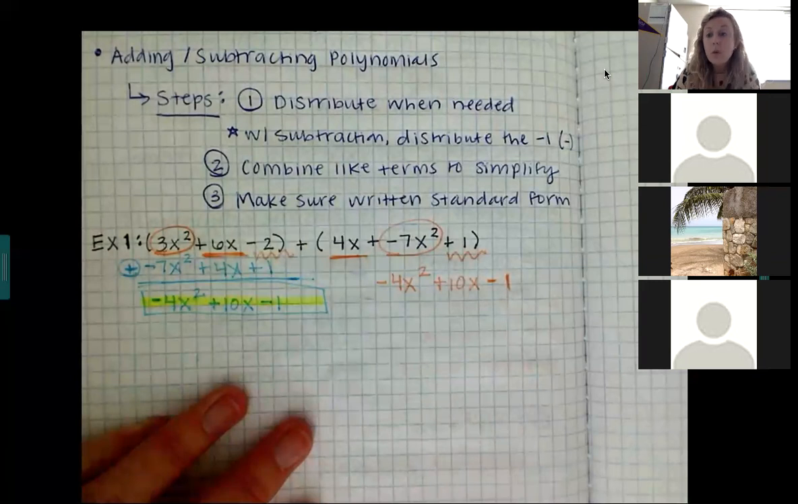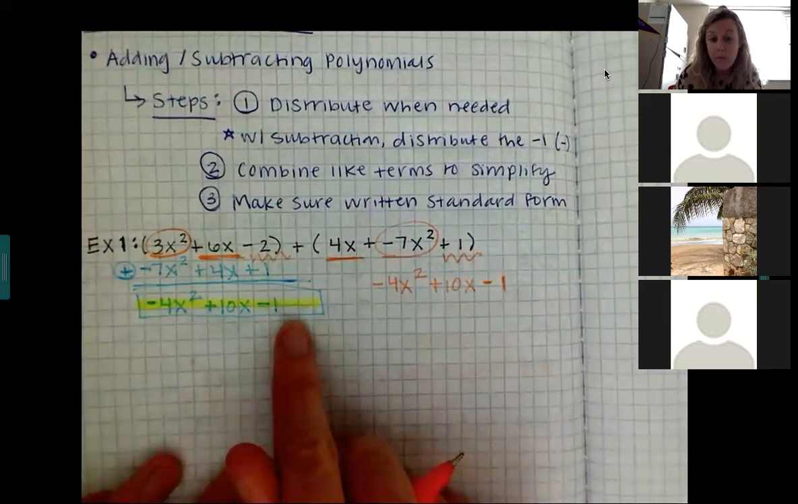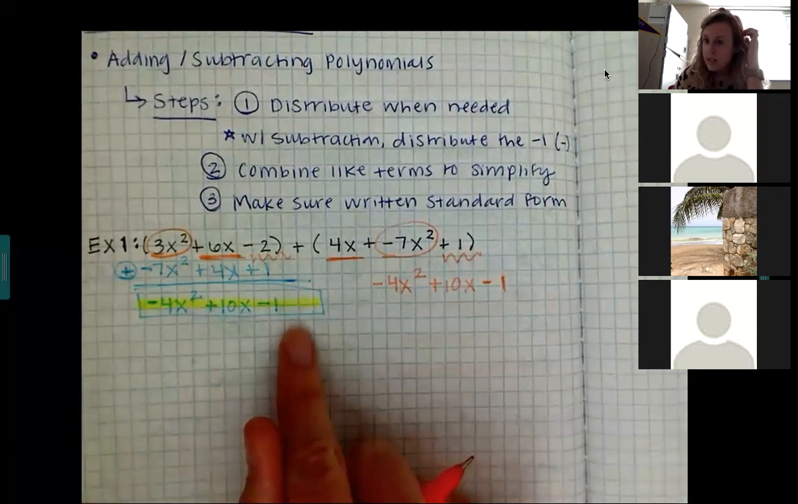So step 3 is to make sure it's written in standard form. The reason I highlighted it is because it's in standard form. So let's review and make sure y'all know what standard form is. What does standard form mean?